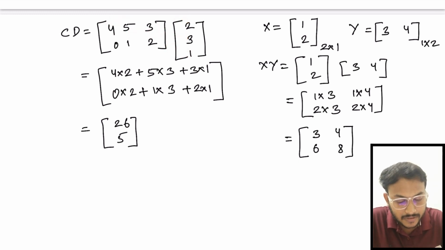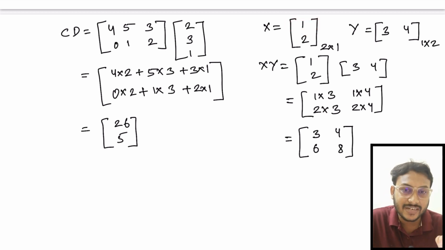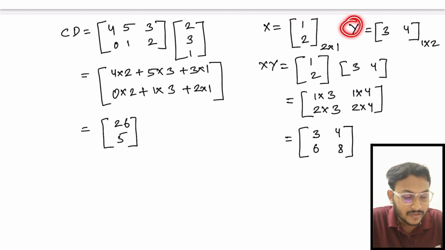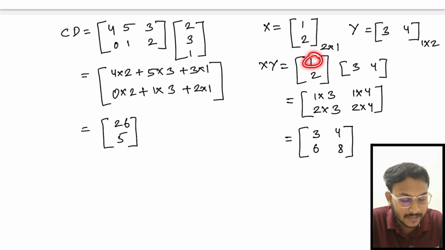But in this example, in the matrix X, the first row has only one element, and in the matrix Y the first column has only one element. So we just multiply it, we don't have to add. We just have to multiply 1 into 3. If there was another element in the row and another element in the column, then we would have to multiply and add. Since there is only one element in the row and column, we just multiply, we don't add, because there is no more element in the row and column.